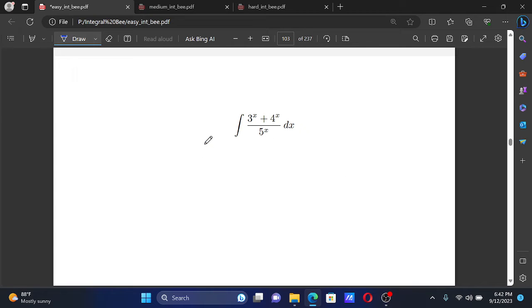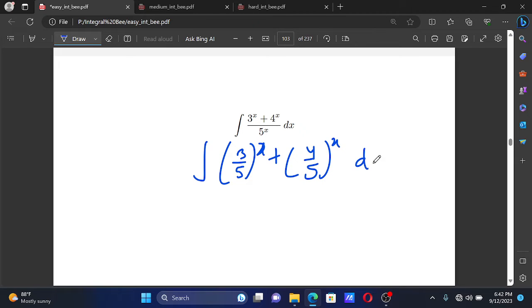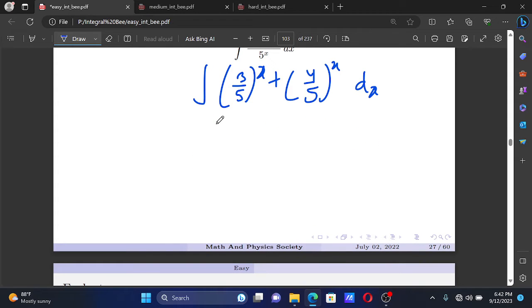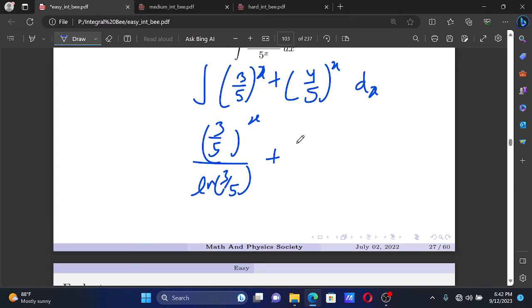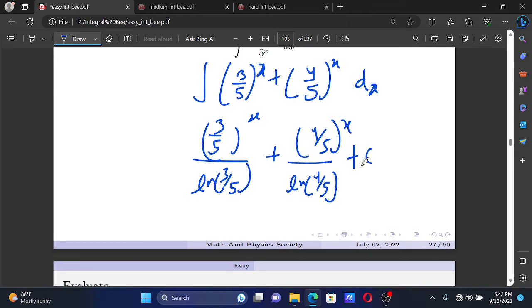For this one we have the integral of (3/5)^x + (4/5)^x dx. We can just integrate it, it's easier. So it's (3/5)^x over ln(3/5), since it's the integral formula for a to the power x, and that's (4/5)^x over ln(4/5) plus c. So that is it.